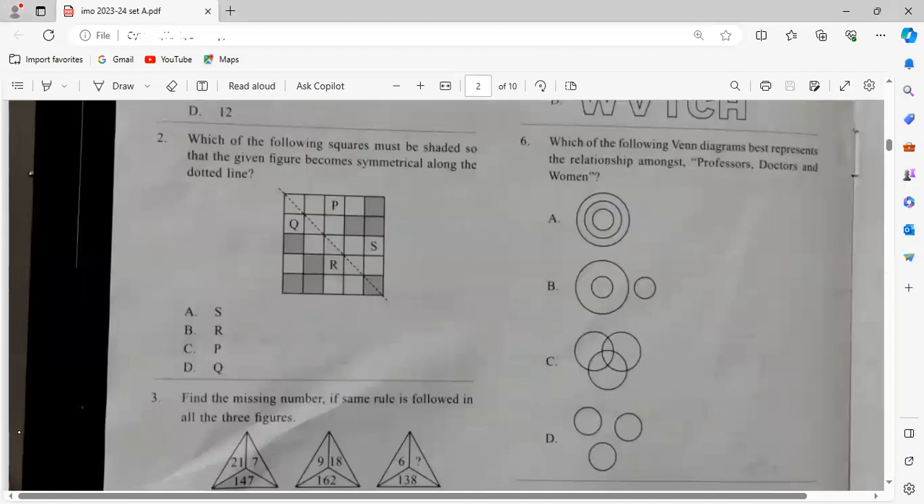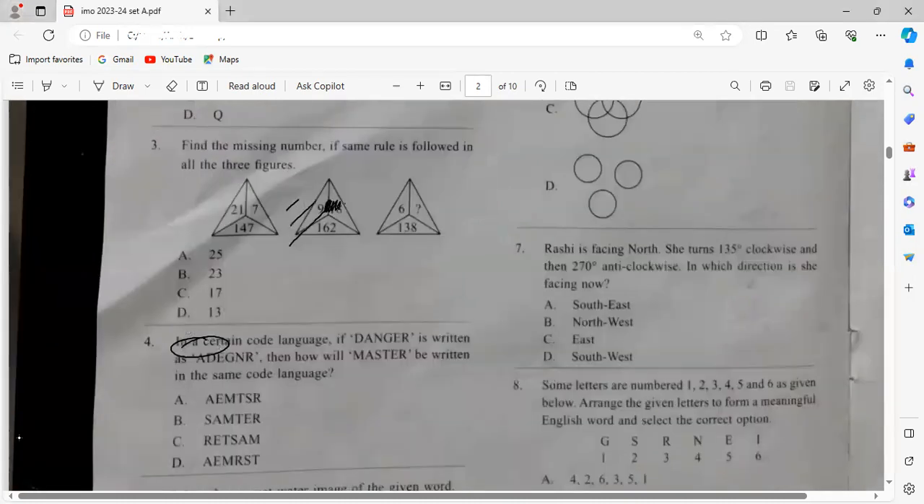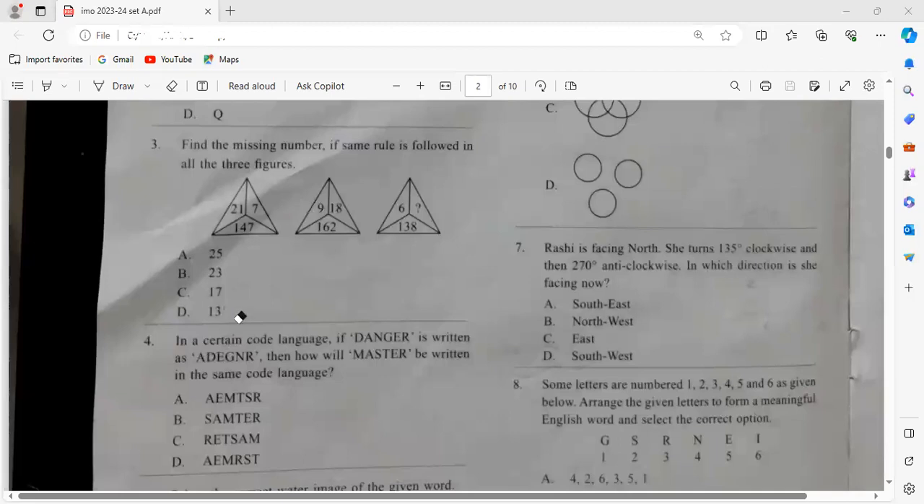Which of the following squares must be shaded so that the given figure becomes symmetrical along the dotted line? So if you see here, what should be shaded? P should be shaded. So my answer is P. Let's move on. Question number 3. Find the missing number if the same rule is followed in all the 3 figures.